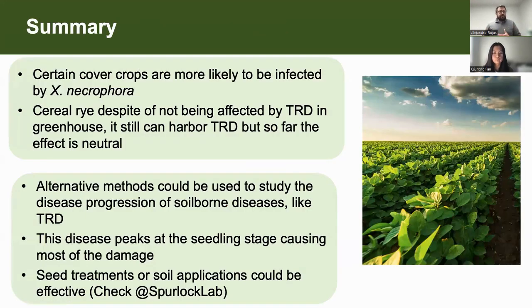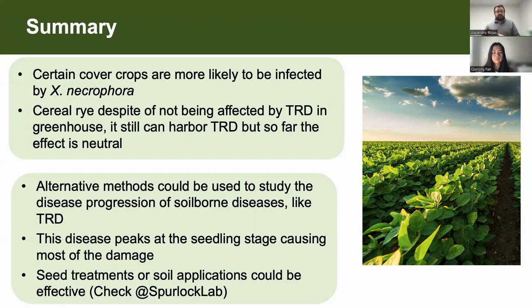So to summarize the data and the information that we presented today, Sclerotium necrophora is likely to infect different cover crops. It is more aggressive in certain cover crops, and all of this was done in artificial conditions. So we saw that most of those legumes are really susceptible to Sclerotium necrophora.